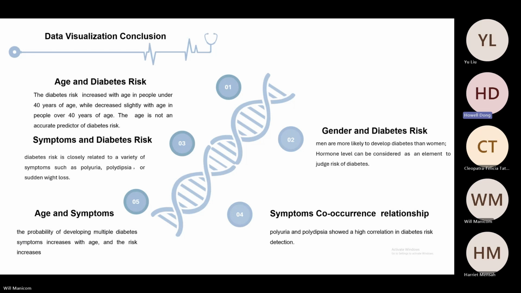Finally, the graph also shows the relationship between the age and the number of diabetes symptoms, showing that the probability of developing multiple diabetes symptoms increases with age, and the risk will also increase.